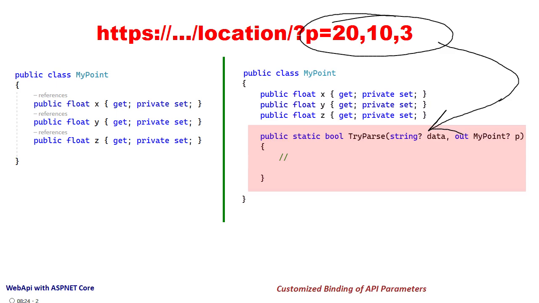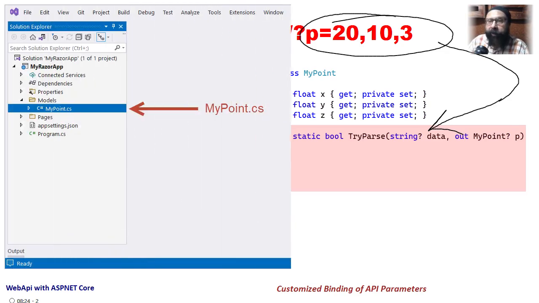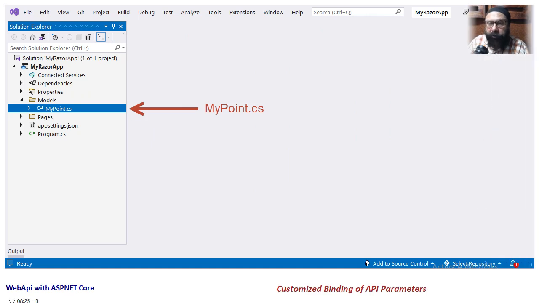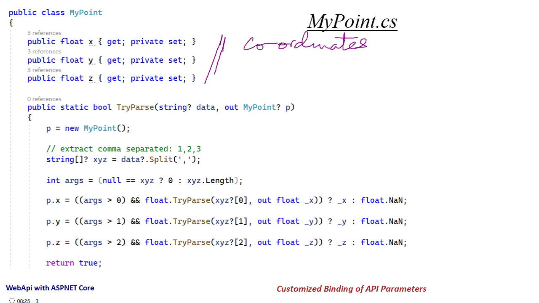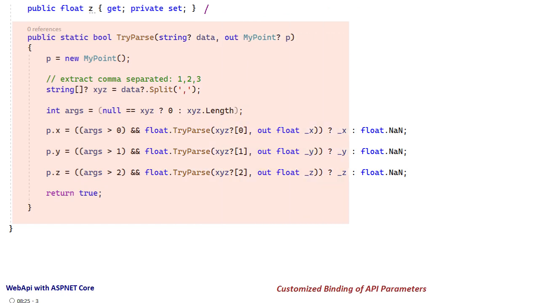We have created a simple Web API project to demonstrate this. The source code can be found in the downloads attached to this video. Open the Solution Explorer and locate the MyPoint.cs file. Double click and open the file so that we can examine the code for this class. So first of all, this class has properties for x, y and z coordinates. After that, we have the TryParse function.